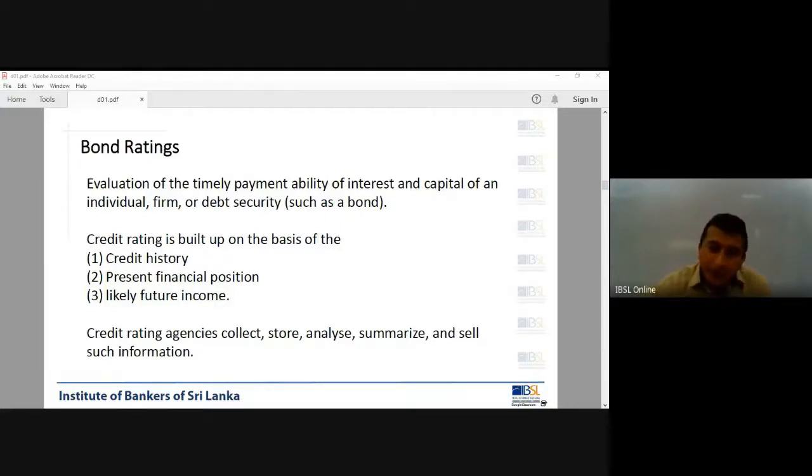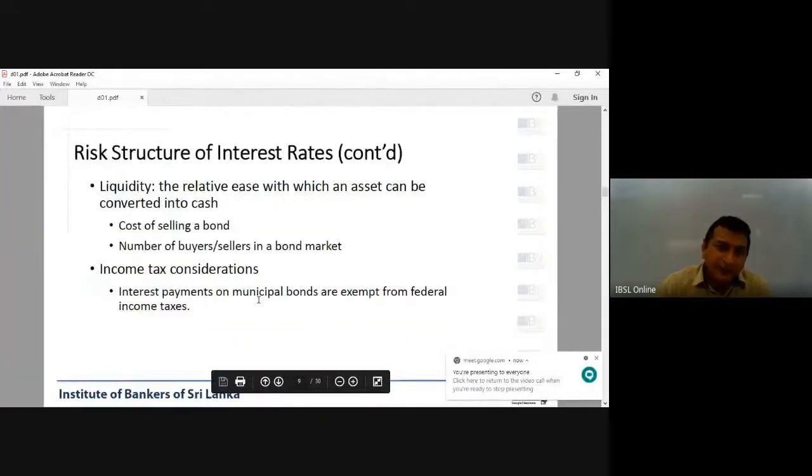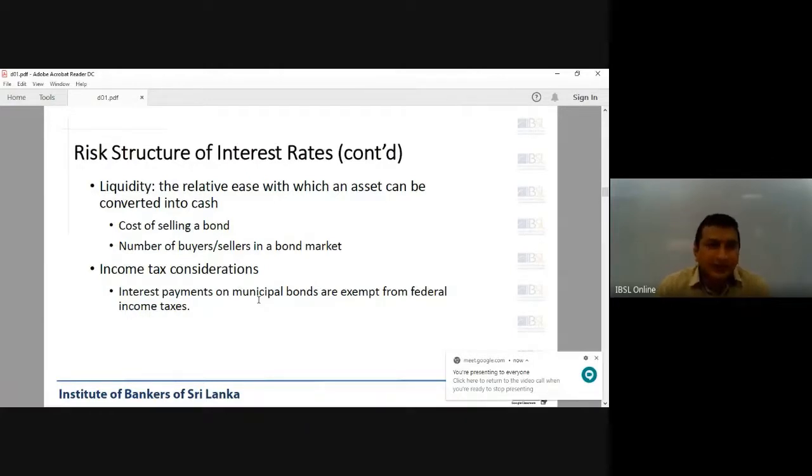Okay. Now what we are seeing now in this analysis is the default aspect being looked at in the risk structure. Then the next aspect that follows in this line of analysis is liquidity. Okay, so we are looking at bonds with the same maturity but different interest rate levels. So why these differences? One is due to default probabilities that we have now discussed. Second is liquidity. So what this liquidity means, okay, is nothing but the relative ease with which an asset can be converted into cash.